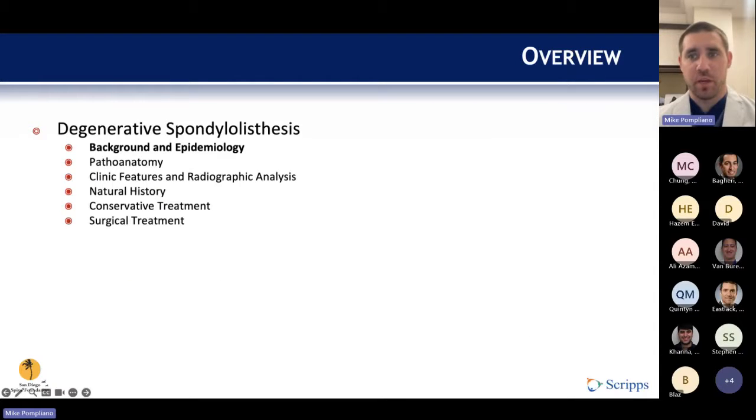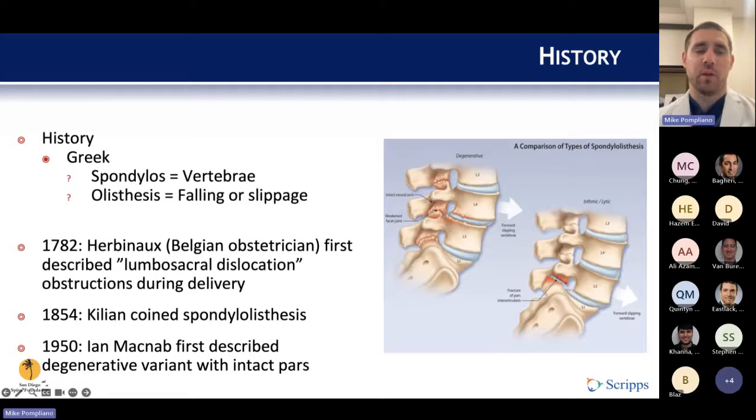This is our overview for today. A little bit of the history and background. Spondylolisthesis comes from the Greek word spondylos, which means vertebrae, as well as olisthesis, which is falling or slippage. It was originally described in 1782 out of the obstetric OB literature by a Belgian obstetrician. First described from lumbosacral dislocation during delivery, or an obstruction during delivery, excuse me. Then Killian in 1854 coined spondylolisthesis. It was later clarified in 1950 as the degenerative variant with an intact pars by Ian McNab.